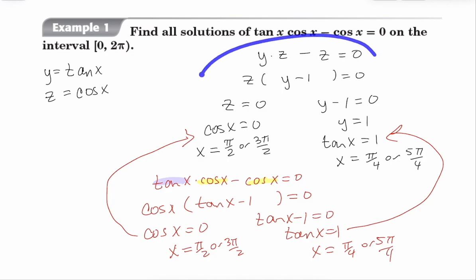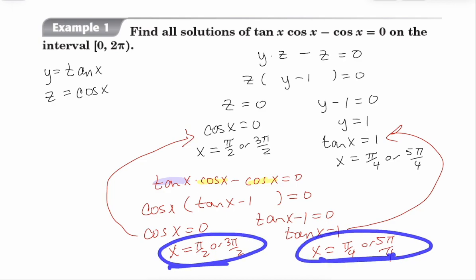This way, there's a trig, a calculus thing called u substitution that is helpful. It's up to you. Okay, everybody okay with example 1? Anybody have any questions about how we got the answers? But our final answers are these 4 values: pi over 2, 3 pi over 2, pi over 4, and 5 pi over 4.